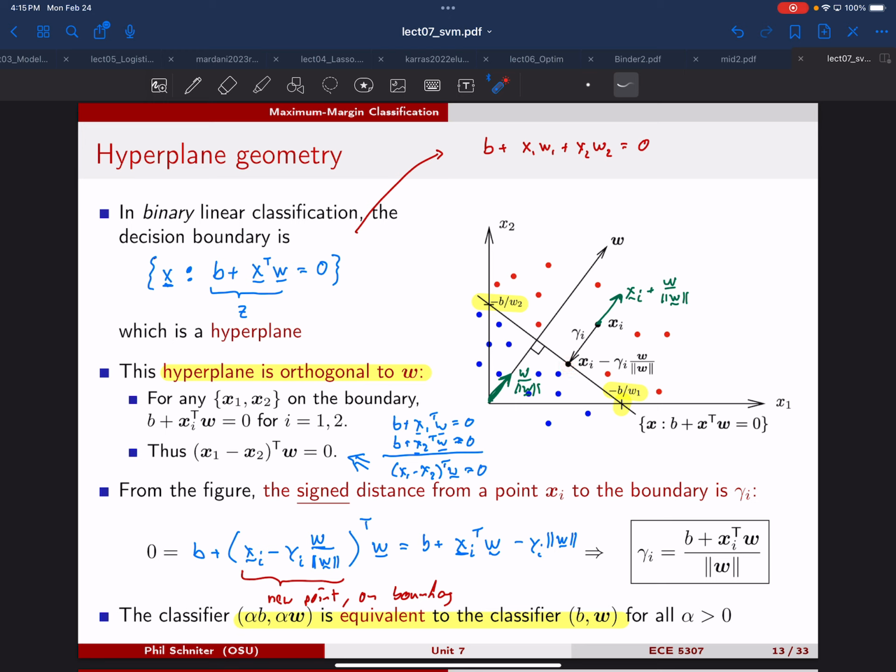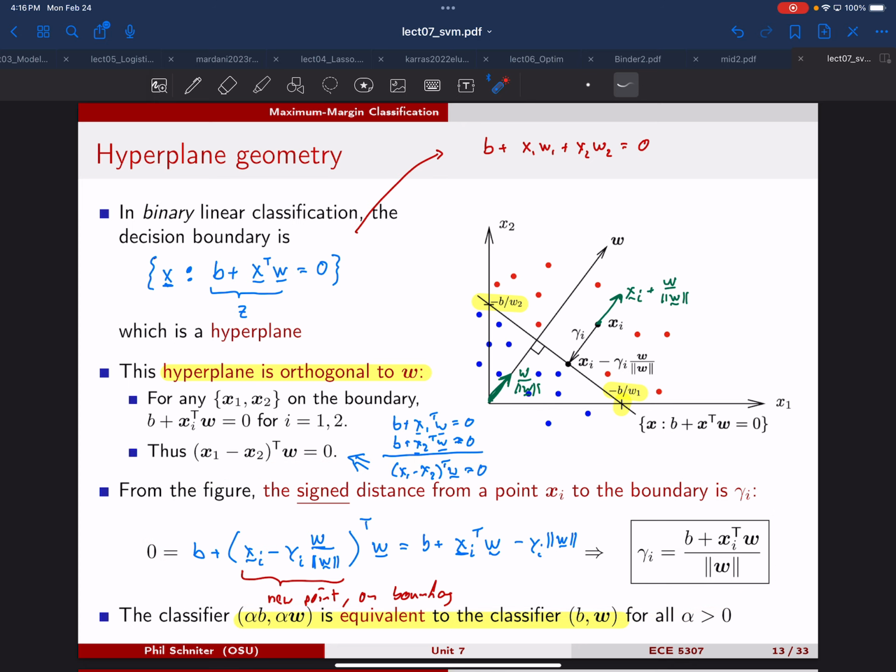And we're going to be using this to develop our support vector classifier, which we're going to talk about later today. Okay, any question on this last point? This is pretty important. Is that making sense?